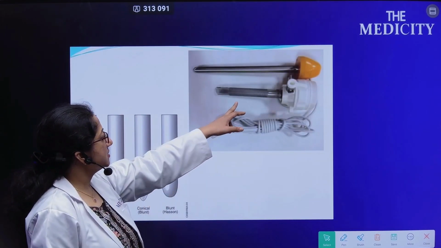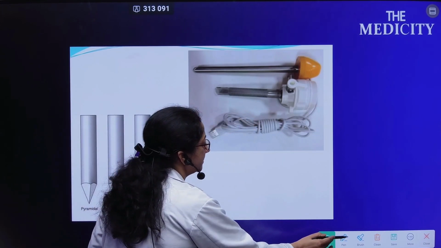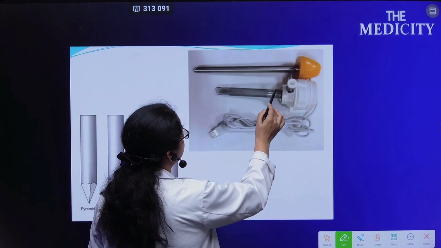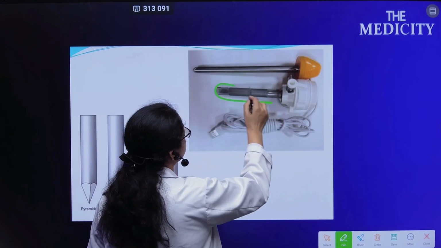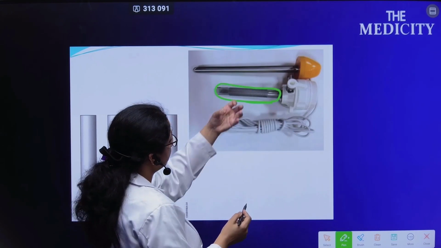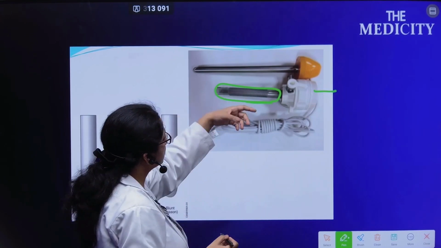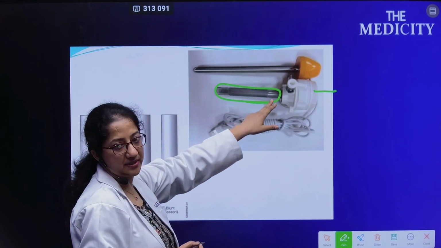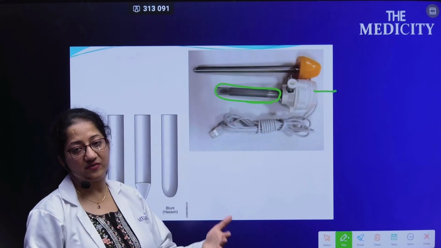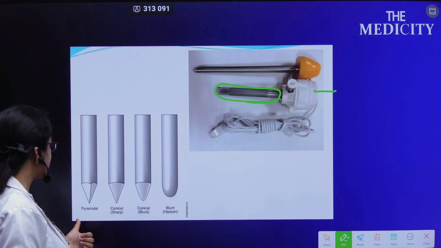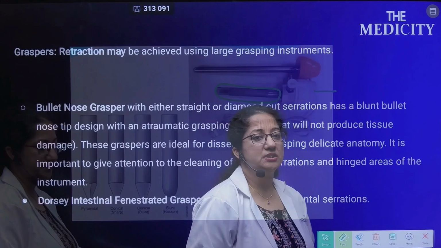So this is the Visiport which I was talking about. Basically, this part is transparent. When we put it in the patient's abdomen, we put the camera from here and we are able to see all the layers through this transparent area and we know what we are cutting. So this becomes an added advantage to enter. So these are the various types of trocar tips.